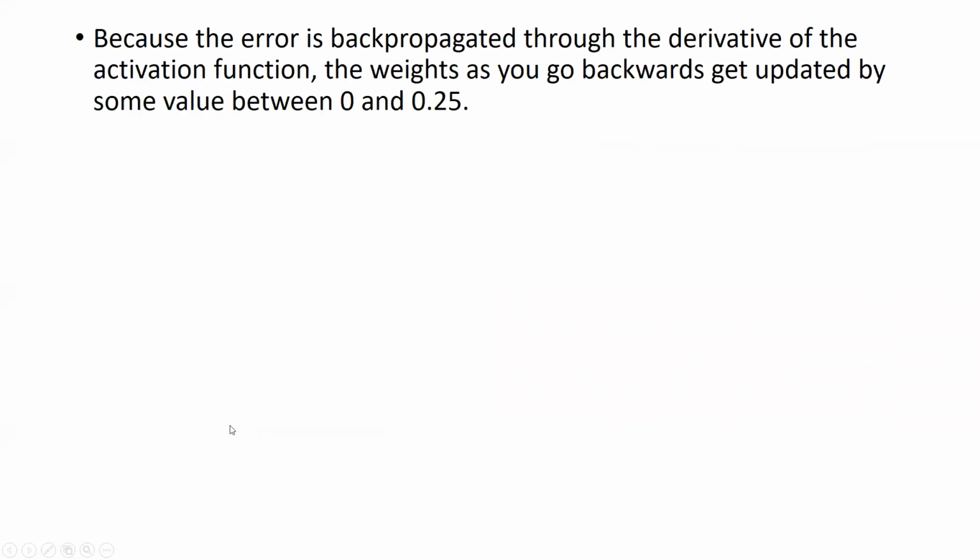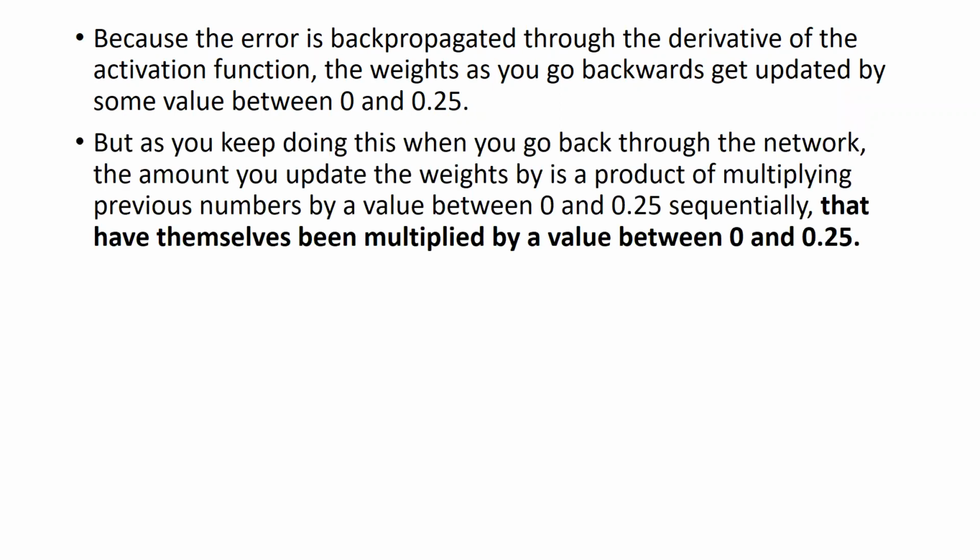And because the error is back propagated through the derivative, the weights as you go backwards get updated by some value between 0 and 0.25. So this is squashed between 0 and 0.25. And in deep neural networks, which is what we're gearing up to, you keep doing this repeatedly. You take the error from the output node and you have to back propagate it through all of the neurons, all of the layers. If you keep doing this, you start ending up multiplying a chain of numbers where the numbers are all between 0 and 0.25.